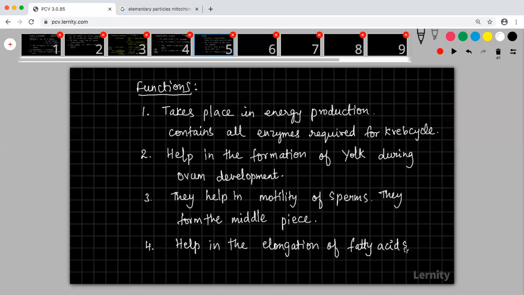Okay, so these are the functions of mitochondria. They take place in the energy production. We have studied about it. Apart from that, you should also know that it helps in the formation of yolk whenever your ovum is developing. The sperms will become motile only because of mitochondria. The sperms are moving only because of the presence of mitochondria. The mitochondria will form the middle piece in a sperm. And whenever fatty acids are to be elongated, they will be elongated with the help of mitochondria.